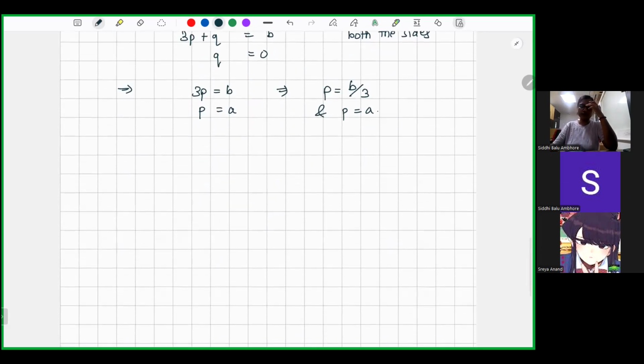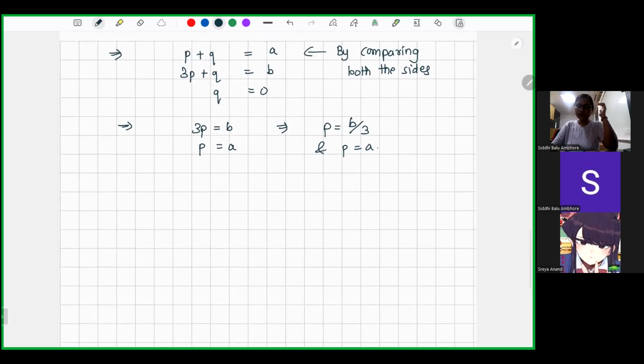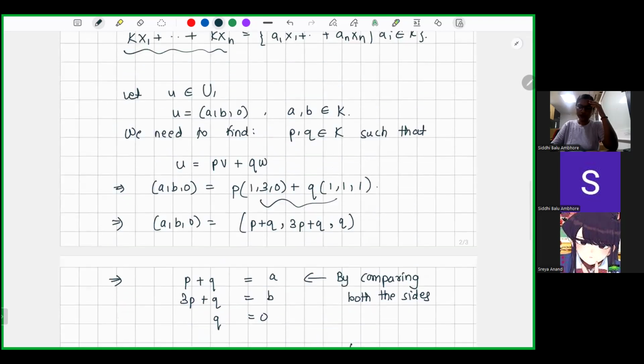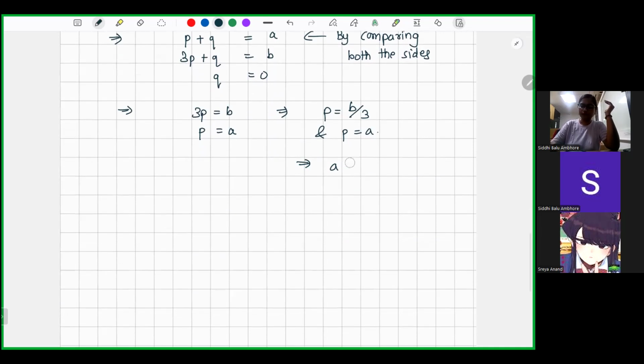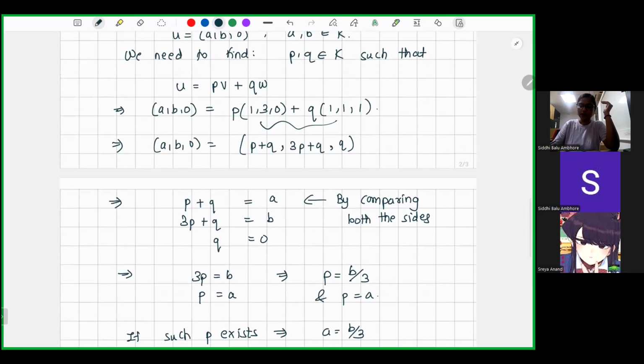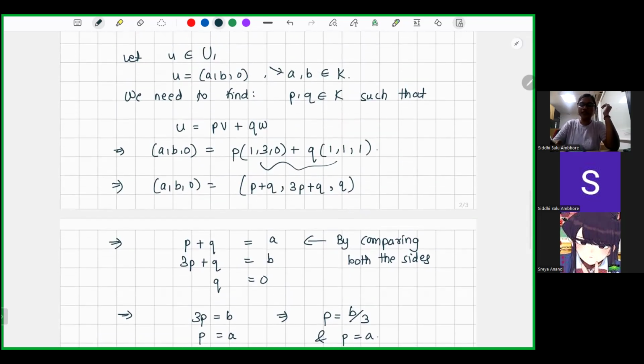And if, so there are two possibilities of P, but it does not really help us, because if that is the case, this implies that this A has to be B by 3. If such P exists, then this B by P A must be B by 3. But we do not have any restriction on this A and B, right?